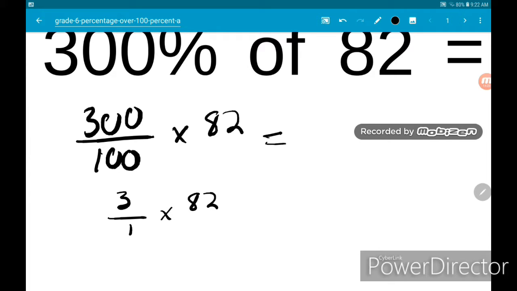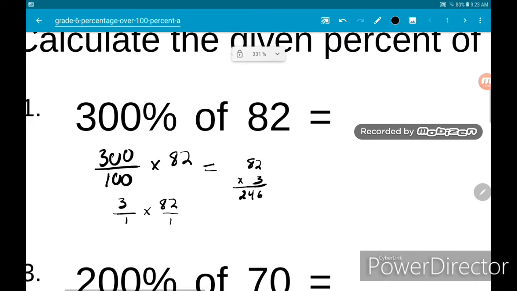That's an easy multiplication, because it's just 3 times 82, because 82 is over 1. So just to do 82 times 3, that's a 6, that's a 24. 246. Now somebody's going to say, well, that doesn't make sense, because if this is 82, this is 246. It's bigger than 82 because we're looking for more than 100%. We're not looking for 200%, we're looking for 300%. And that idea is foreign to a lot of people.